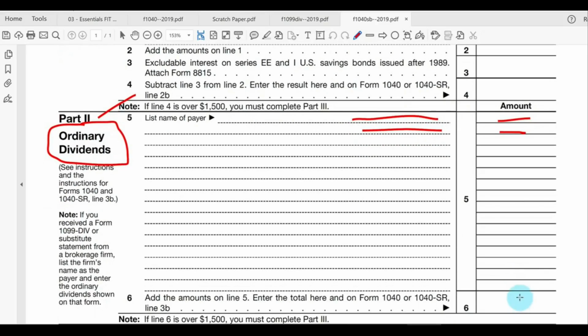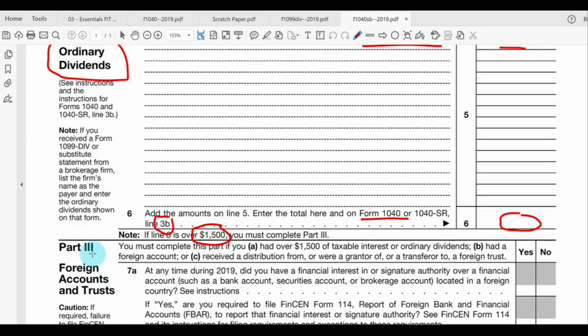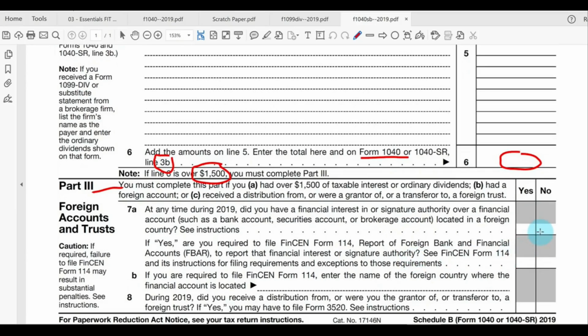And you take a total here at the bottom that you carry back to Form 1040 in line, the right-hand column 3B. Again, if you're filling out this form because you have more than $1,500 of either interest or dividend income, you got to finish off this Part 3, indicating whether you have foreign accounts. In all the problems we have this semester, you're not going to have any foreign accounts. So make sure you check off no, or in most tax softwares, the default is going to be no. So let's trace this total back to the 1040 form.